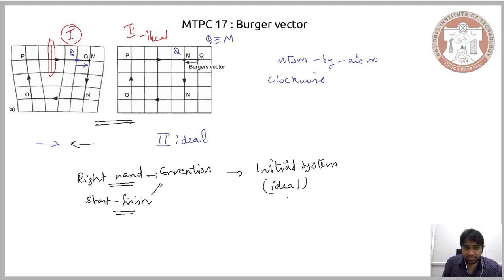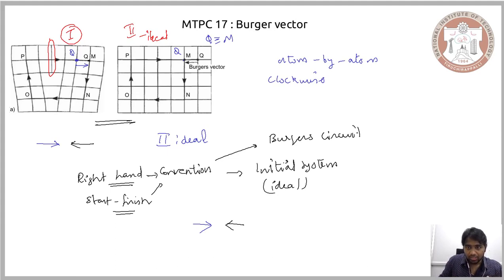Now the Burgers vector that you get for this approach, that is right hand or start finish convention, is in this direction. As you can see, it is in blue and it is in this direction. Now if you consider the left hand convention, that is, by beginning with a system with a dislocation and then comparing it to the ideal system, then the Burgers vector is in this direction. So that is the difference between a right hand convention and the left hand convention in the construction of the Burgers circuit.